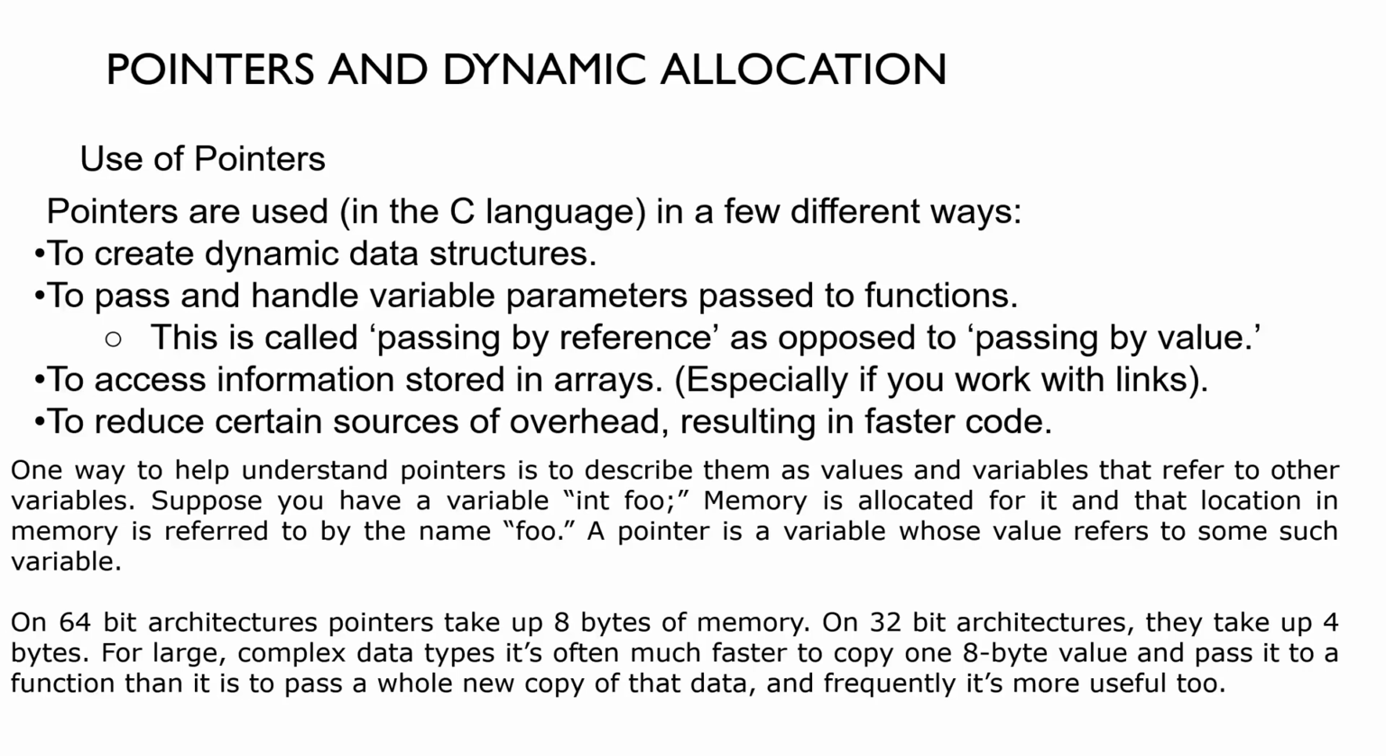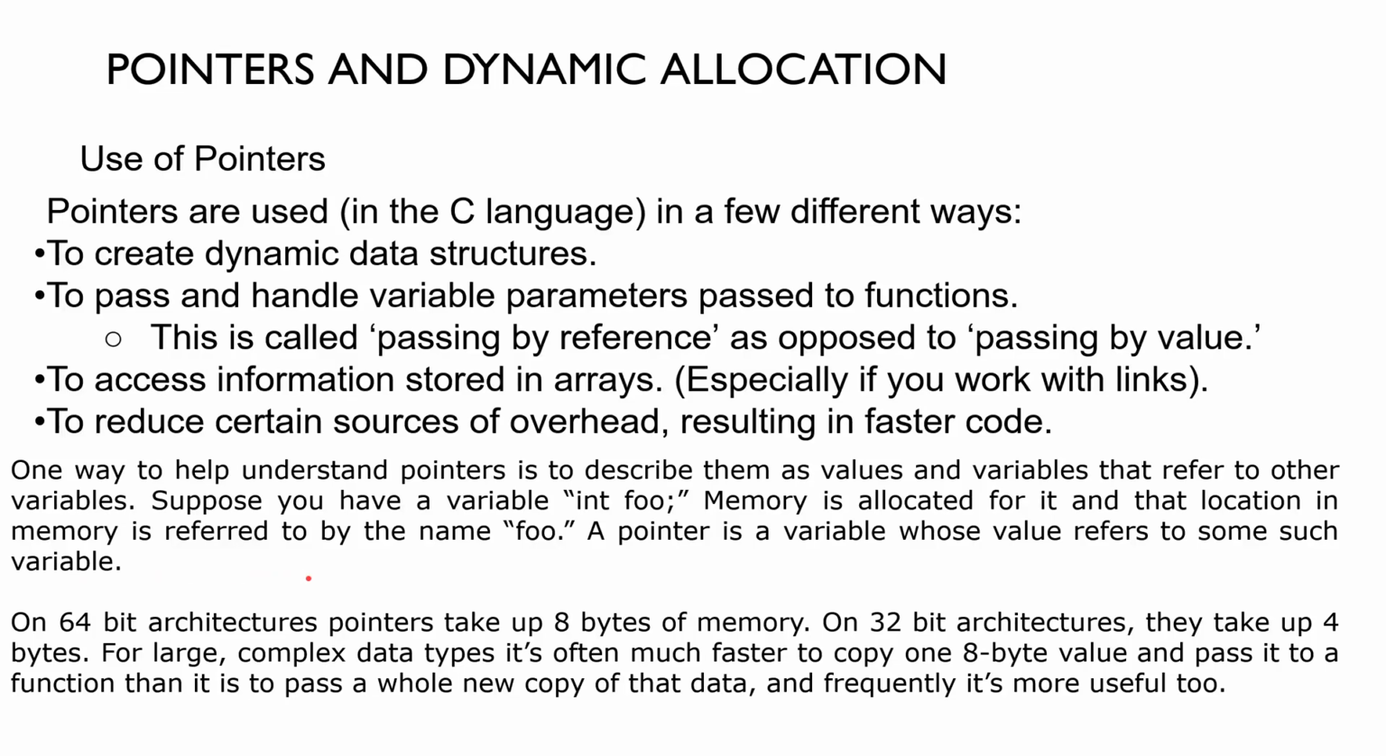It's a little difficult to describe how pointers work, but I will try the best I can here. If we have a variable int foo here, that foo refers to a space in memory that gets allocated for that variable. Whenever we use foo, we are just referring to that spot in memory and whatever is in it. A pointer is a variable whose value refers to some such variable or refers to some place in memory.